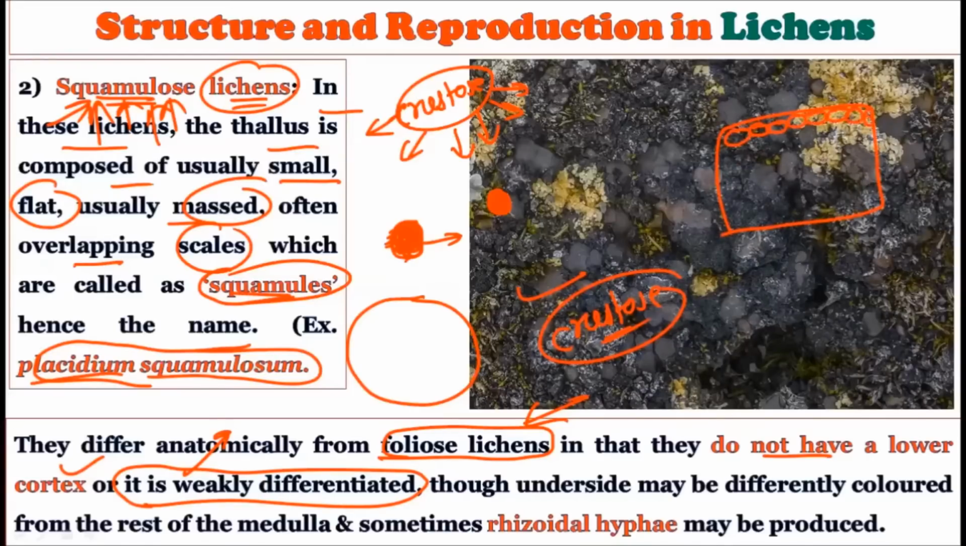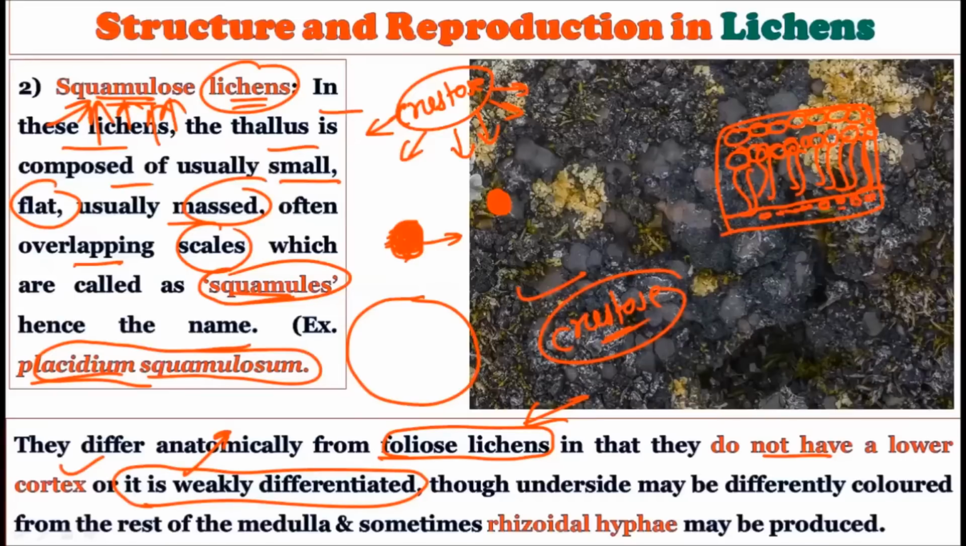That is, if you find the thallus structure like this, the thallus is made up of the upper cortex, which is made up of the fungal cells. Then we have the algal layer. Then we have the medulla layer like this. And finally here, the Crustose lichen do not show the presence of the lower cortex, but the Foliose lichen shows the presence of the lower cortex.